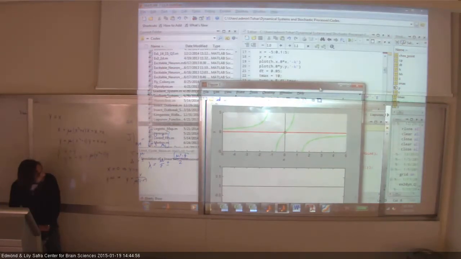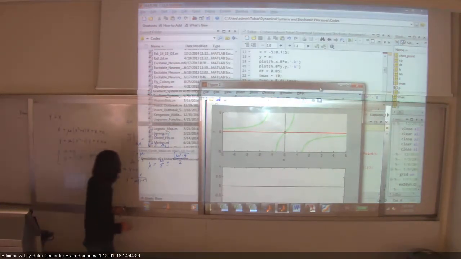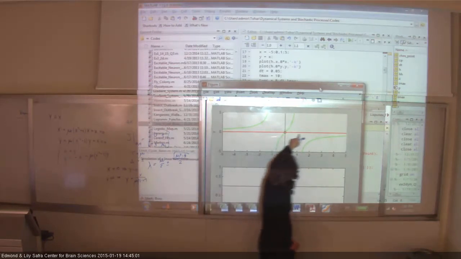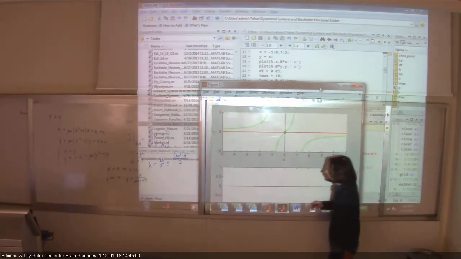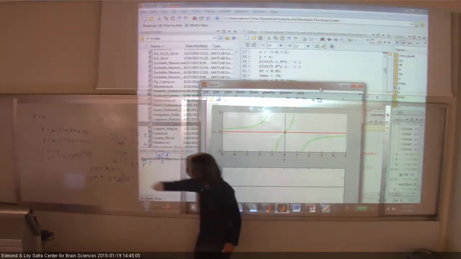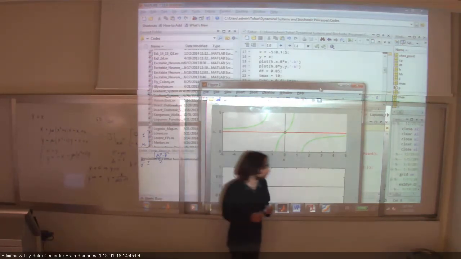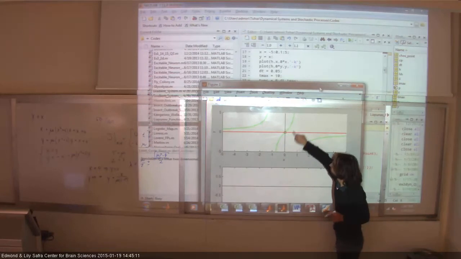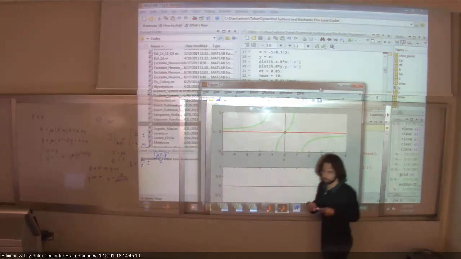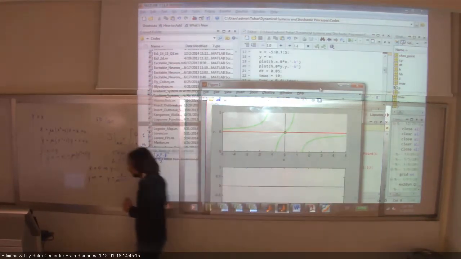Okay, what I have here is the two null lines. Remember, y equals 0. And that null line, x over mu times 1 minus x squared. This is the green line. Okay? And the fixed point at the origin.